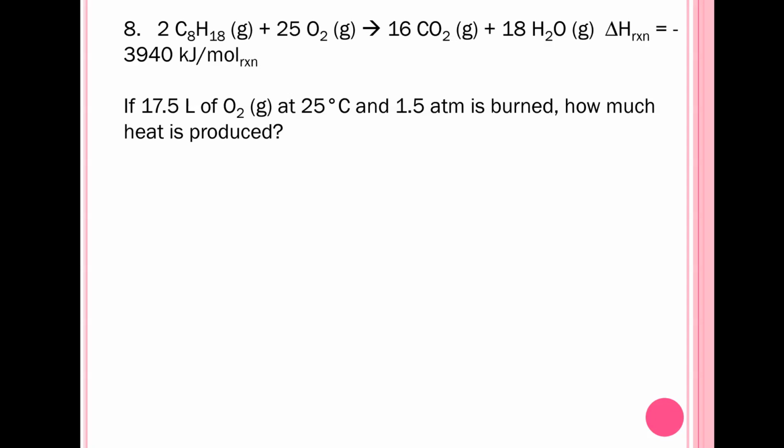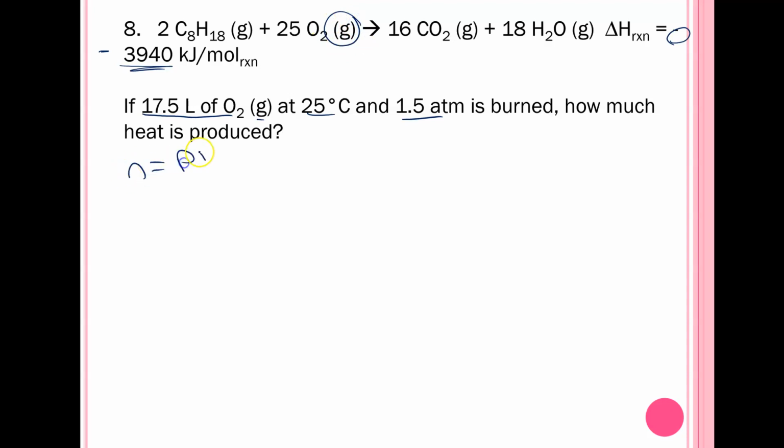So this is gasoline. C8H18 is octane, and you're reacting with oxygen, producing carbon dioxide and water, which produces an awful lot of energy. That negative got stuck over there; it really belongs here. So I have 17.5 liters of oxygen at 25 degrees and 1.5 atmospheres. Immediately, I look at that and I go, oh yeah, gases. That means it's a gas law.